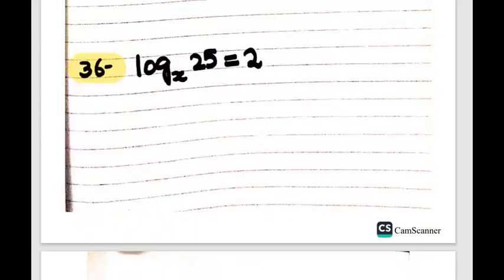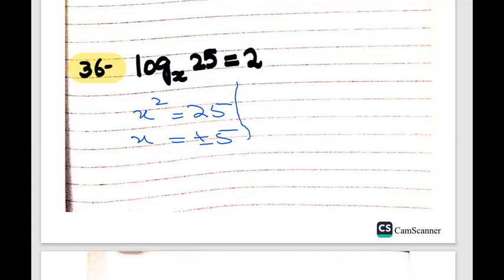Now we can solve question number 36. Convert this value into exponential form. So this will be equal to x squared equal to 25. So x is plus minus 5. Now we check which value of x satisfies the given equation. Maybe both values satisfy the given equation. We have to check by substituting the value of x over here.